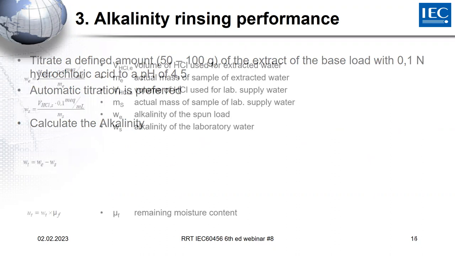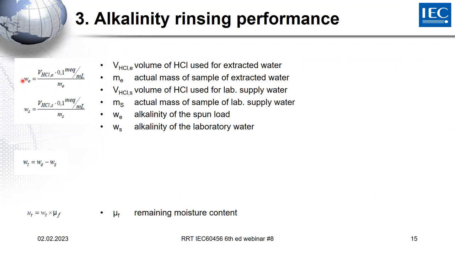For alkalinity, I've given the formula here because it's quite easy. You first determine the alkalinity of the extracted water. Then you do the same, of course, with the laboratory supply water with which you wash. Then you take the difference of those two terms, and you get the increased alkalinity. And this you then multiply with the remaining moisture content of the load after the washing cycle, and then you get the alkalinity of your test result.